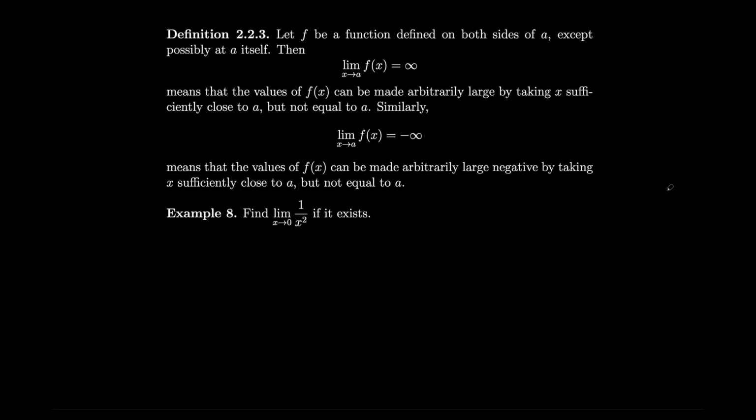Let f be a function defined on both sides of a, except possibly at a itself. Then, the limit as x approaches a of f of x equals infinity means that the values of f of x can be made arbitrarily large by taking x sufficiently close to a, but not equal to a. Similarly, the limit of f of x as x approaches a equals minus infinity means that the values of f of x can be made arbitrarily large negative by taking x sufficiently close to a, but not equal to a.